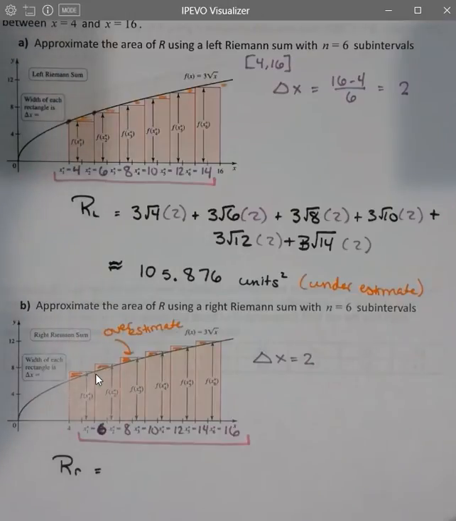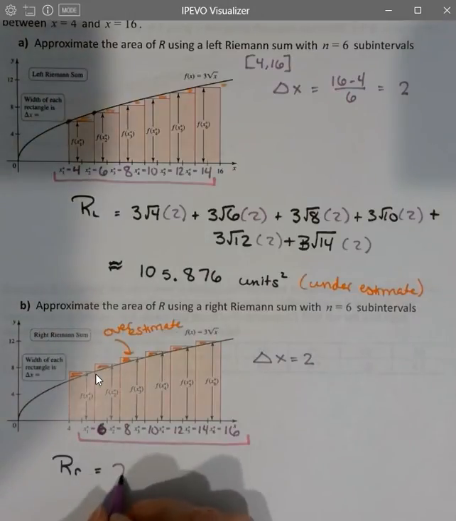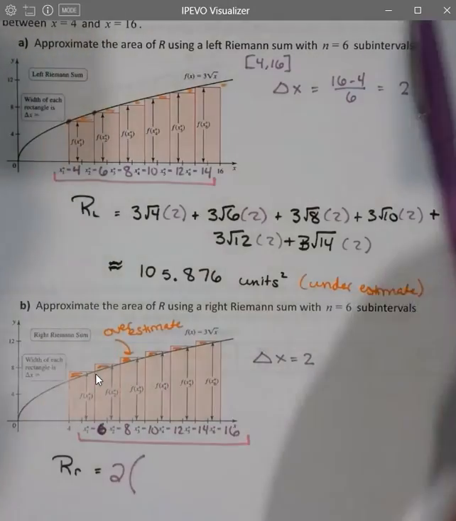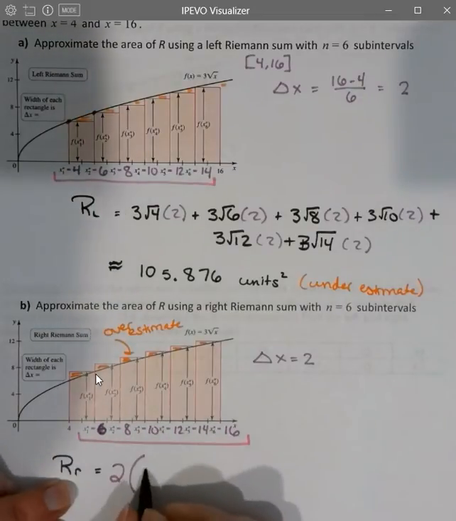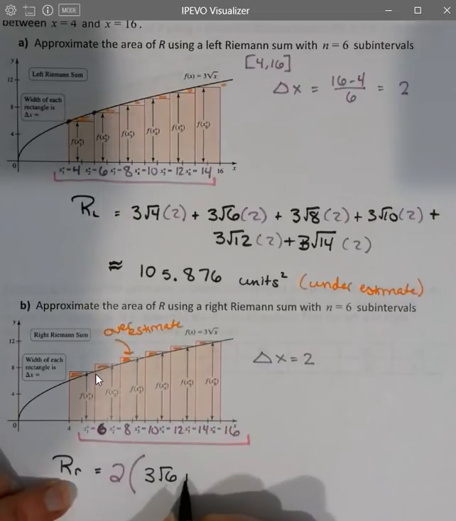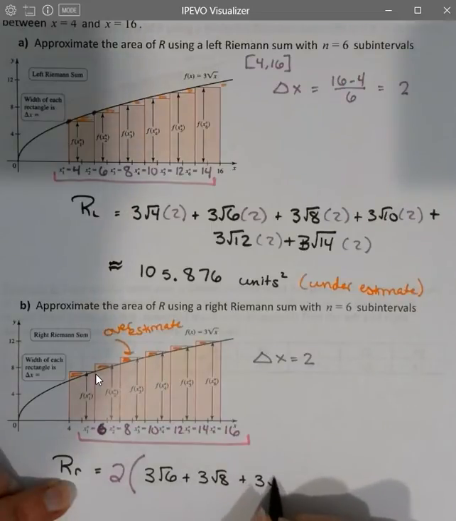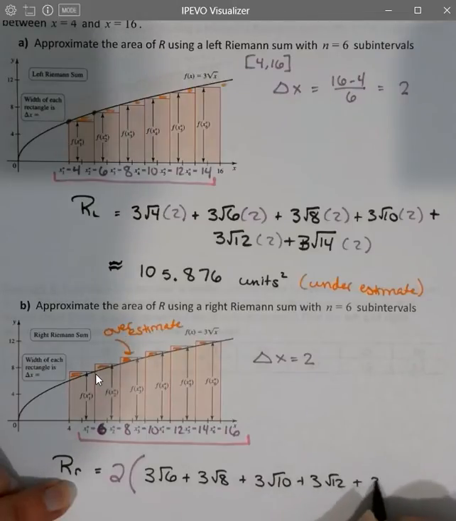All right, so we have delta x, which is 2 times, and then we're going to plug in each of our xk stars to the function. So that's 3 square root of 6 plus 3 square root of 8 plus 3 square root of 10 plus 3 square root of 12 plus 3 square root of 14 plus 3 square root of 16.